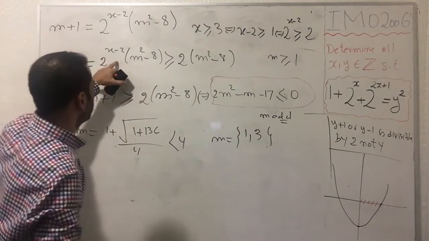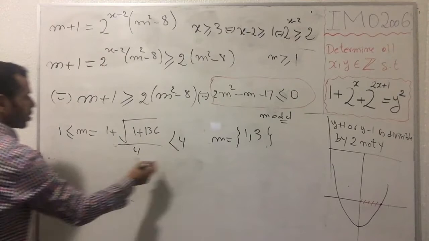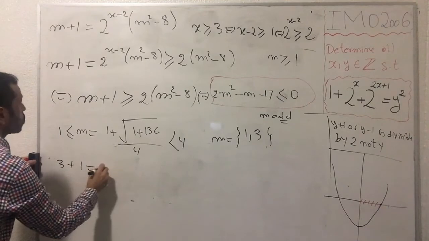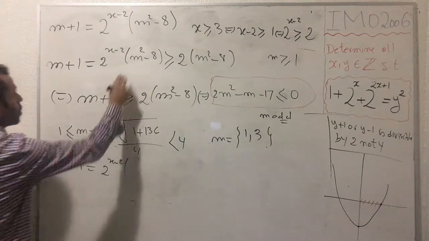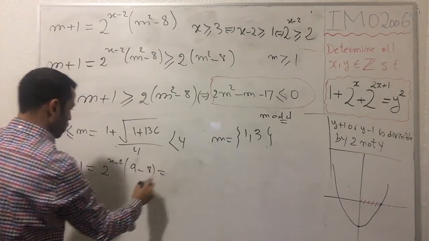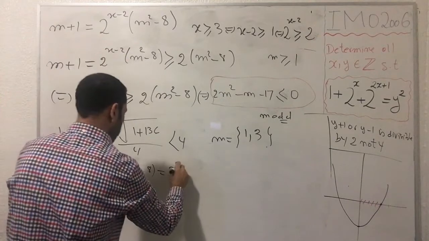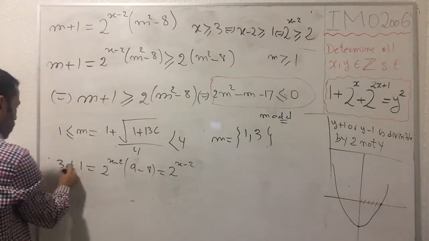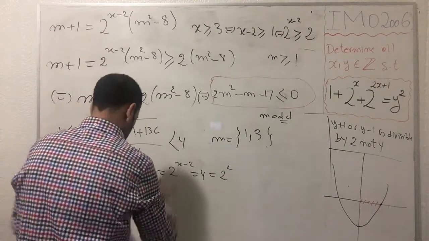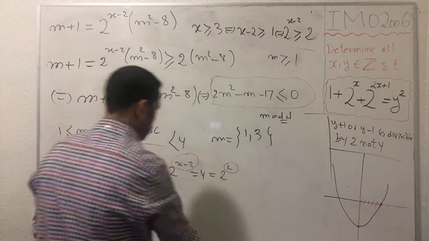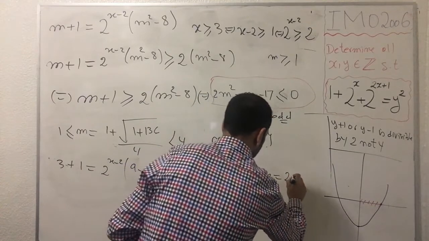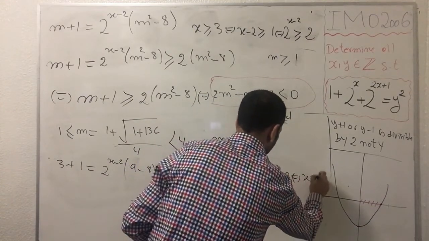Let's replace 3 in order to find x. Okay? Let's insert 3 into this equation. So 3 plus 1 equal 2 to the x minus 2, m squared is 9 minus 8 is 1. So this one is equal to 2 to the x minus 2. As you see here, 3 plus 1 is 4. I can rewrite it in this form, 2 to the 2. I'm taking just this one equal to 2. So that means x minus 2 equal 2. This one means x equal to 4.